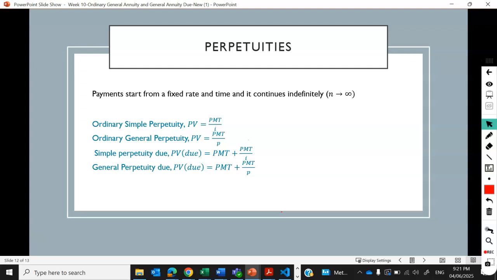All these formulas are derived from the previous annuity formulas by substituting n equal to infinity. So these are the formulas for simple perpetuity, general perpetuity, simple perpetuity due, and general perpetuity due.